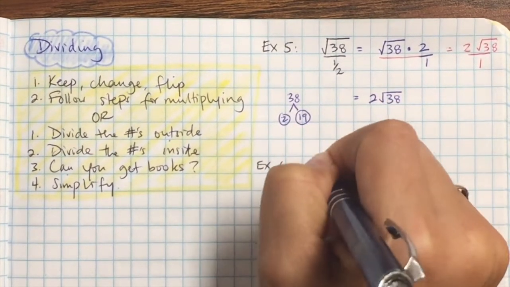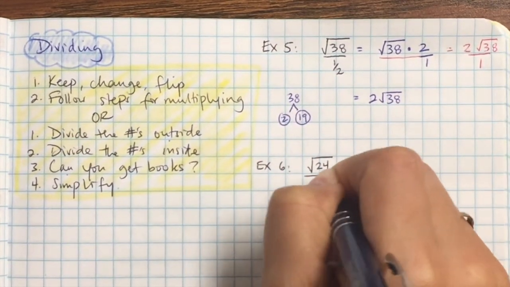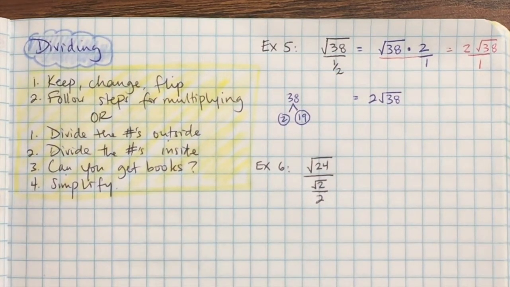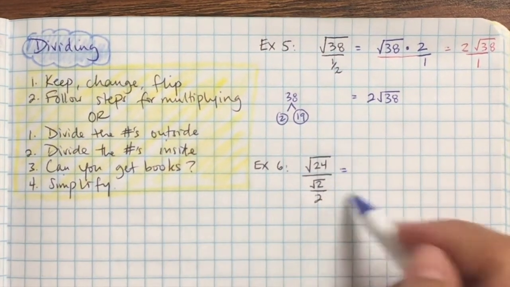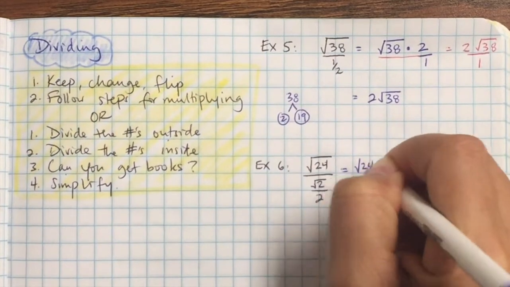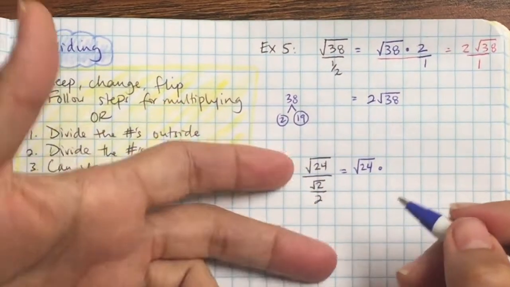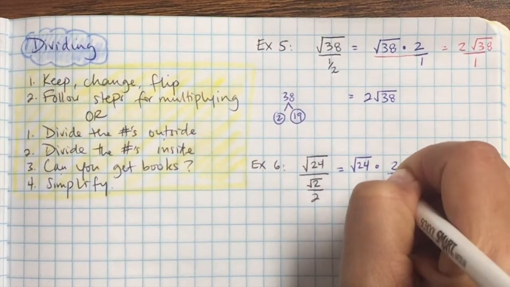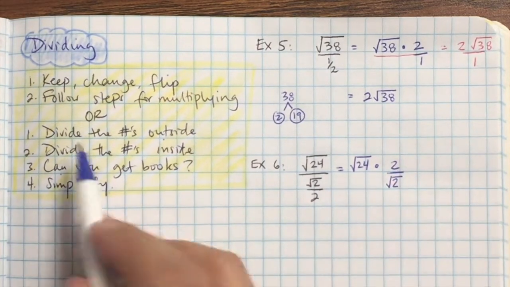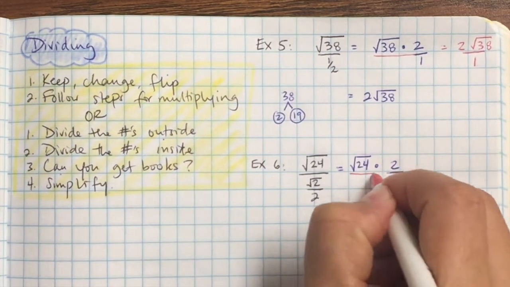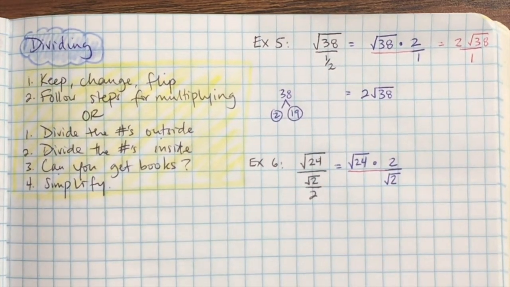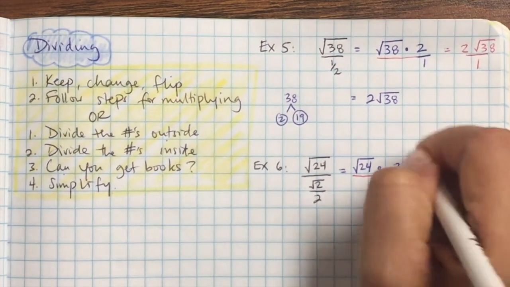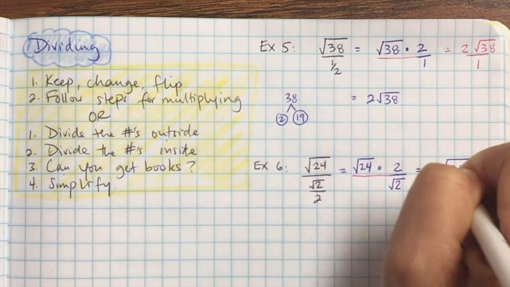Alright, example 6, let's say we had radical 24 divided by radical 2 over 2. So again, keep, change, flip. So keep radical 24, change the division to multiplication, and then flip that. So it's going to be 2 on top and then radical 2 on the bottom. Then follow steps of multiplication. So extend the fraction bar, combine outside with outside. So there's nothing outside, so that's just going to be 2. And then radical 24 over radical 2.